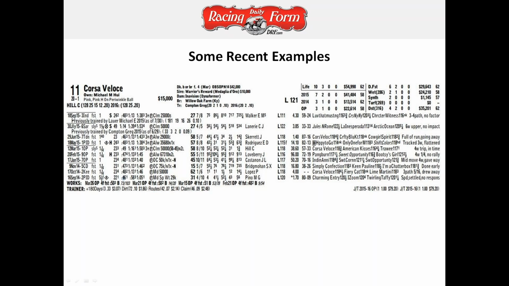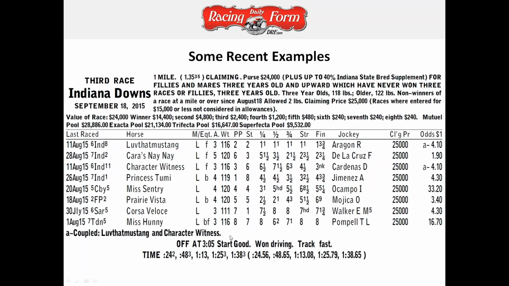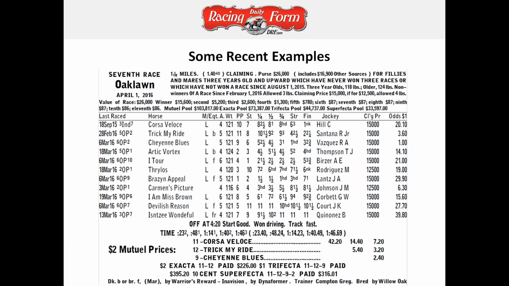But we look at that last race on September 18th at Indiana Grand, where she was unable to rally from off the pace. This is a race where a horse wired the field, and it didn't necessarily favor those coming off the pace. Then she gets into a race that's maybe a little more even, or even more likely to favor closers in this case. And this is where Corsa Veloce was able to rally, get up by a neck, and pay a very nice $42.20 to win.